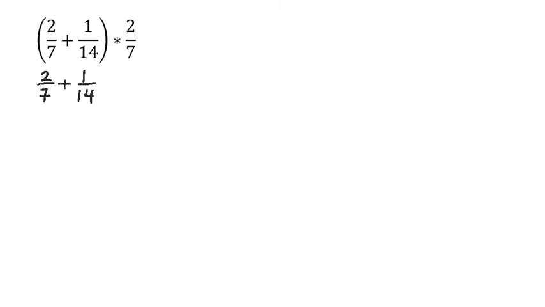And I see that 14 is a multiple of 7, so I can just multiply the 7 by 2, and that would give me a denominator of 14. I just need to change the numerator as well, correspondingly. 2 times 2 is 4.